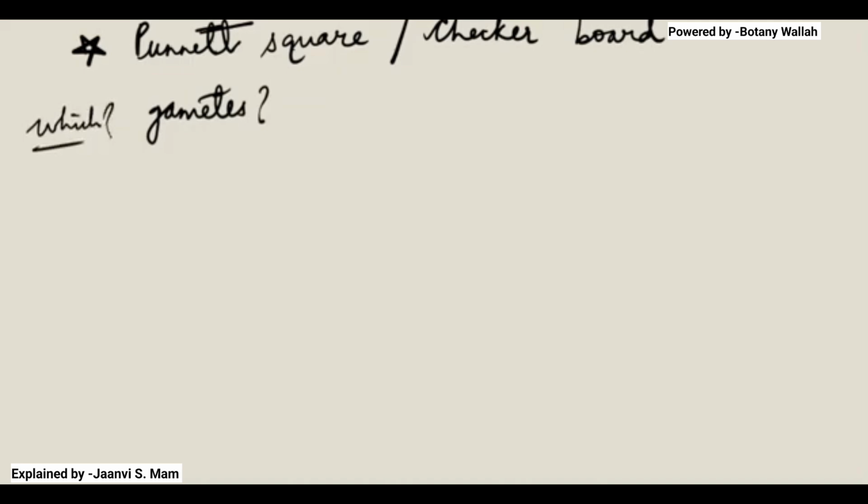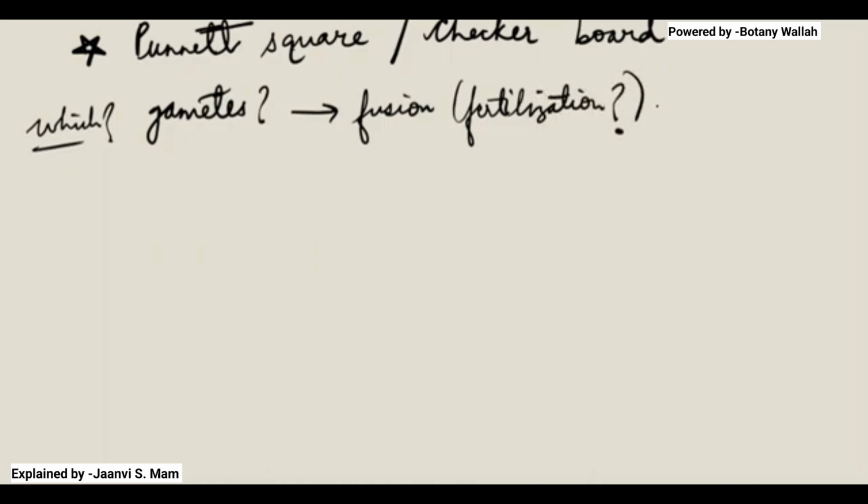Okay, which gametes will fuse? Then after fusion, after fertilization, which types of organisms will you get? All of this you can see in the diagrammatic representation.